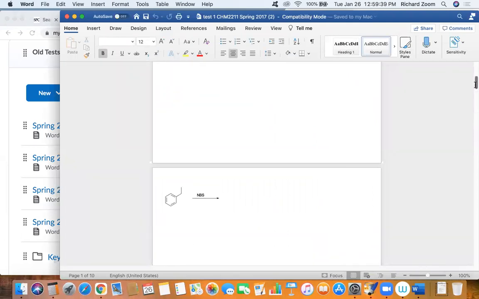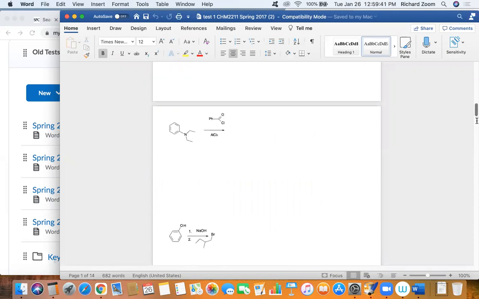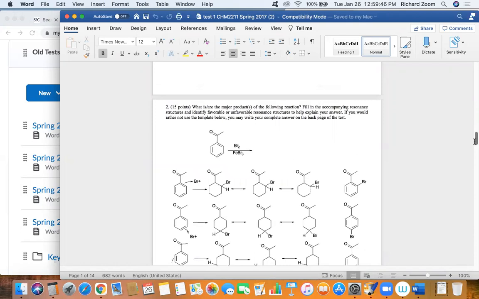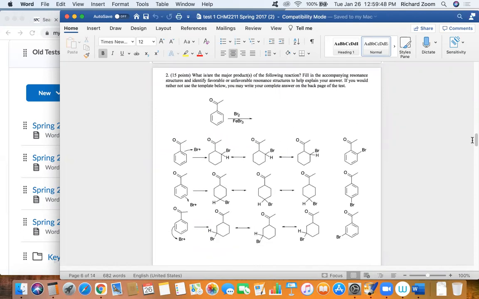So what we're talking about here, I think it's question 2 or 3. I think it's 2. Here it is. I'm actually kind of nice about it because I give you all these little templates to draw the things in. So what you have to do in your first mission is to look at the group and determine whether it's activating or deactivating. This one happens to be deactivating.